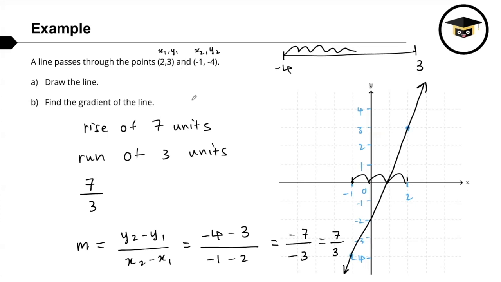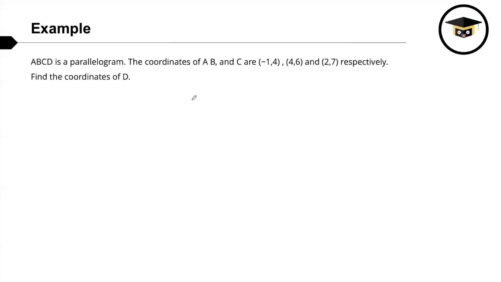So with this next example, ABCD is a parallelogram. The coordinates of A, B, and C are (-1, 4), (4, 6), and (2, 7) respectively. Find the coordinates of D. So pause the video here and have a go at doing this question, and then we'll go through the solution together.